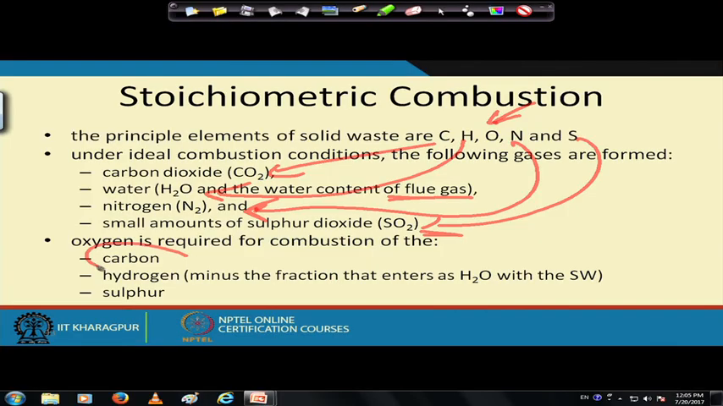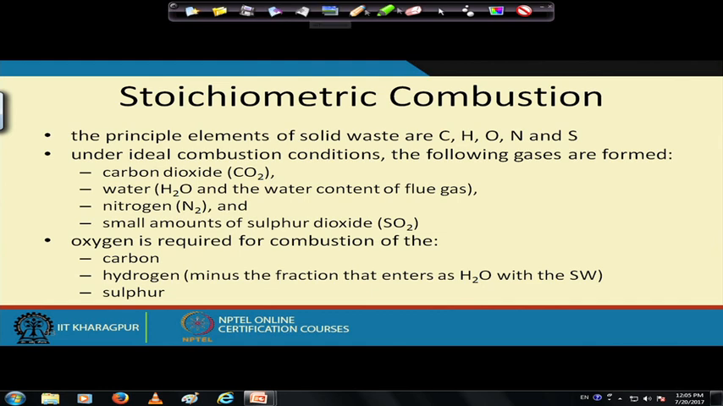Oxygen is required for burning the carbon. We need it for the burning of hydrogen, minus the fraction that is already present as H2O, since there is some hydrogen and some oxygen already there. Then also for sulfur, we need oxygen. So oxygen is needed for this combustion process.